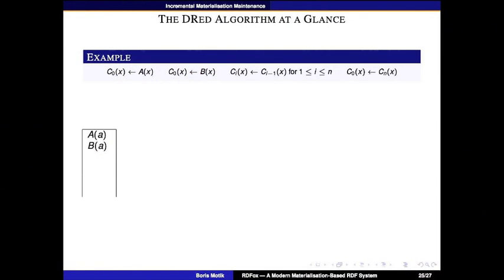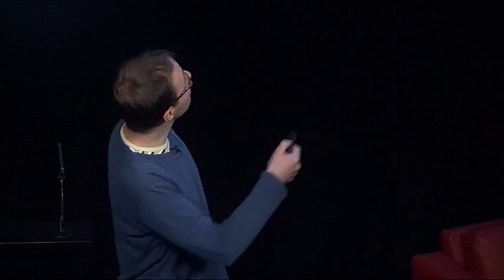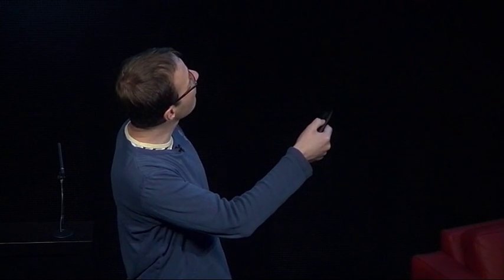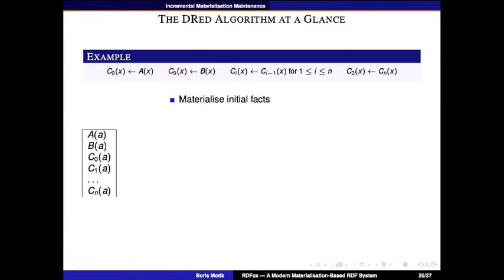So how does this DRED algorithm work? Here is a very simple program, and this is my input database. What this essentially does is say A implies C0, B implies C0, and then these Ci imply each other in a cycle. And this is what materialization looks like.